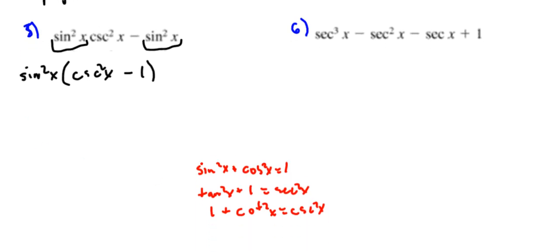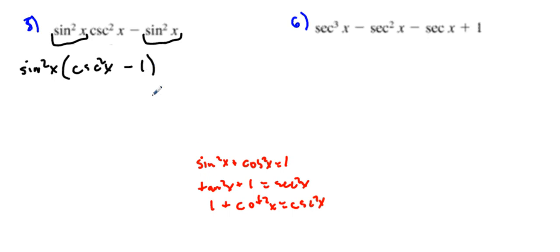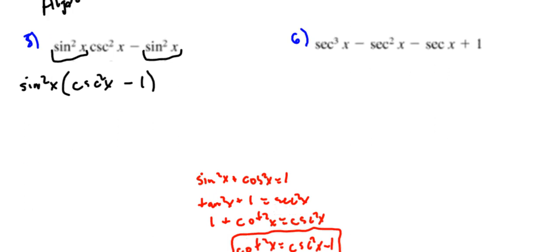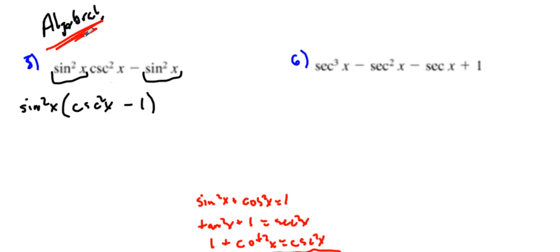Now, from here, you can see that we have cosecant squared minus 1. Well, cotangent squared of x equals cosecant squared of x minus 1, if I just subtract that 1 to the other side. So from these basic fundamental trig identities, I can create other identities by just rearranging the equation. That's why, as I said before, algebra is king. I should do a little crown right here. There's his crown. Algebra is king.